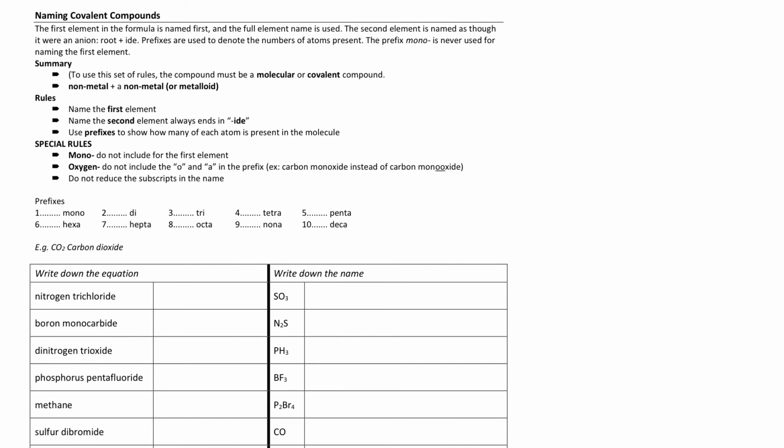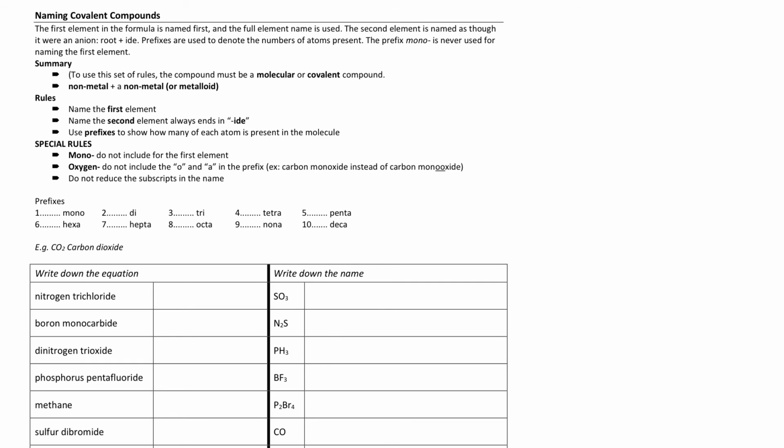Finally, let's talk about naming covalent compounds, and this one is a little bit easier than the rest of them, I think. The way we do this is the first element in the formula is named first, and the full element's name is used. The second element is named as though it was an anion, so we got a root and "ide" at the end. Prefixes are used to denote the number of atoms present. The prefix mono is never used for the very first element.